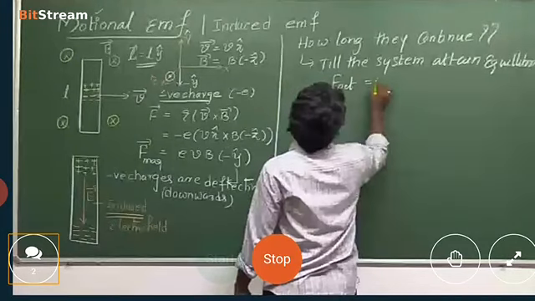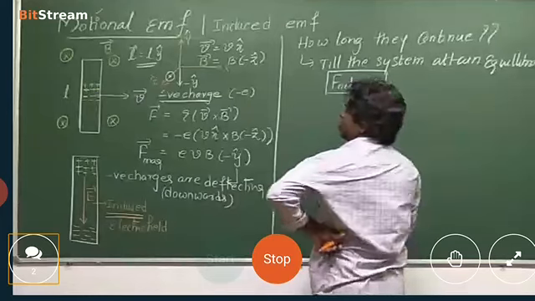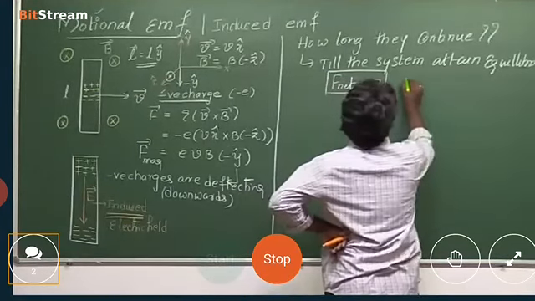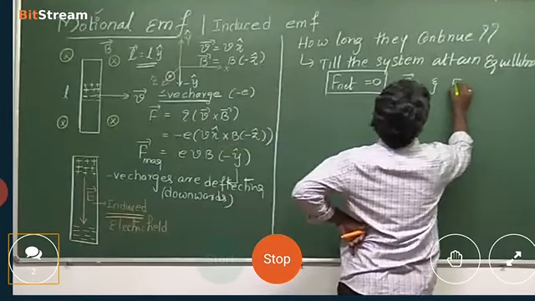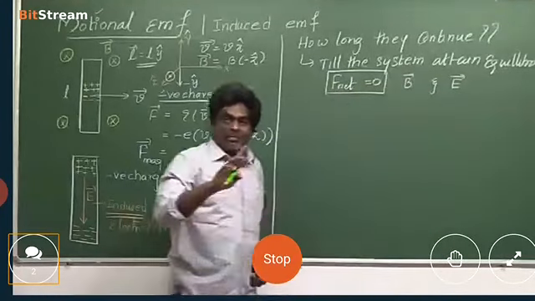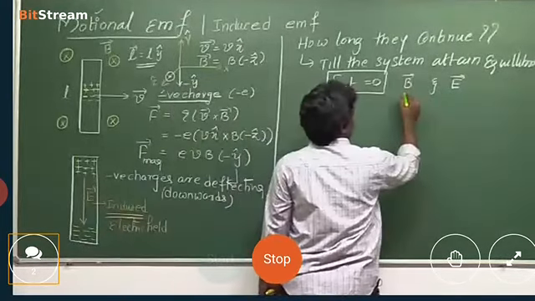Net force is equal to 0. Net force on what? On the charged particle. How many fields are there? Two fields. One is B, another is E. So net force must be equal to 0. Okay, two fields are there.